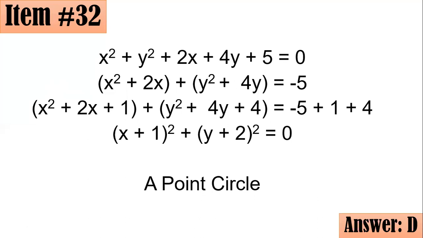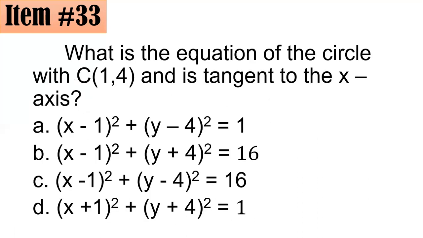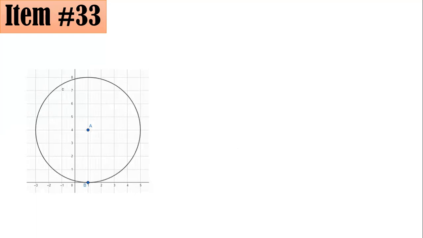All right. Moving on to the next one, number 33. What is the equation of the circle with center at (1, 4) and is tangent to the x-axis? Which of these four is correct? Okay, so this is now the graph. If this is the point (1, 4), and when we say tangent to the x-axis, it touches the x-axis at exactly one point.